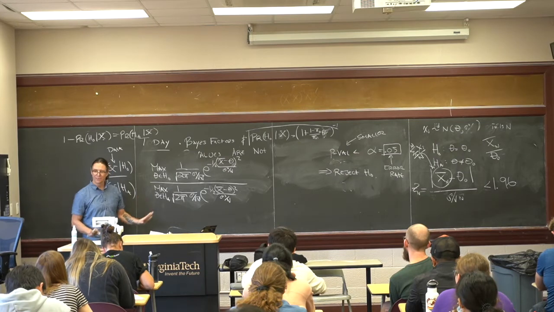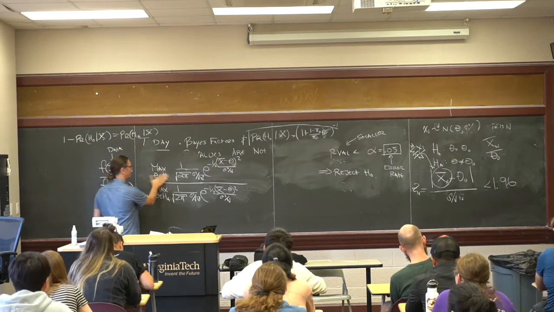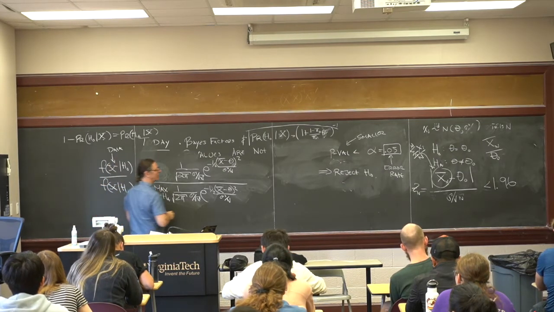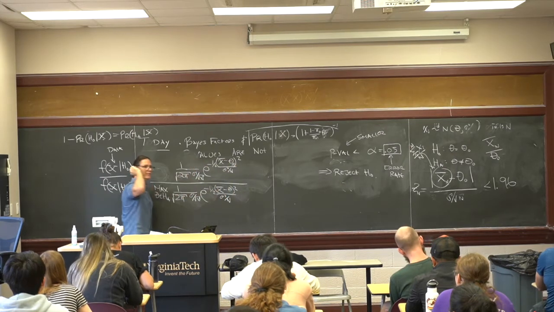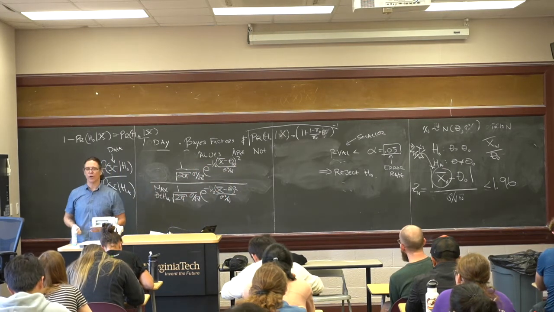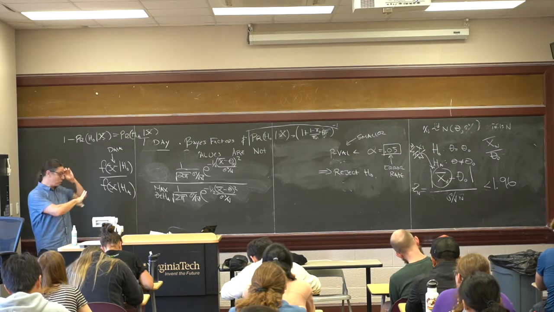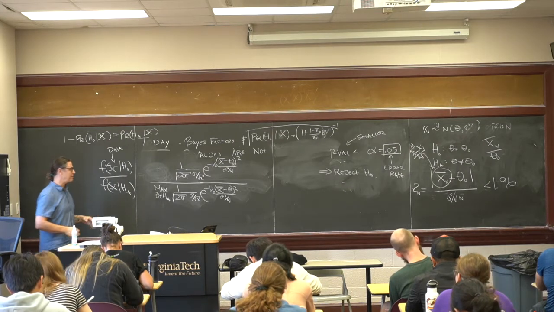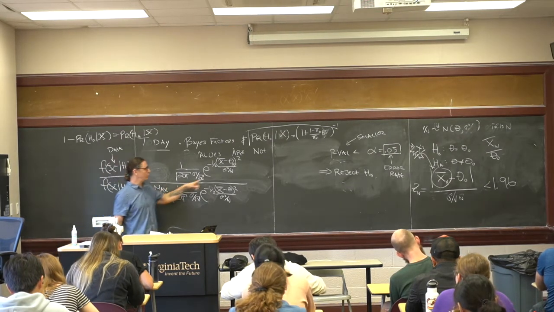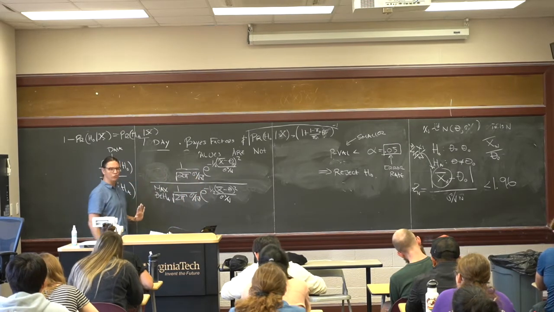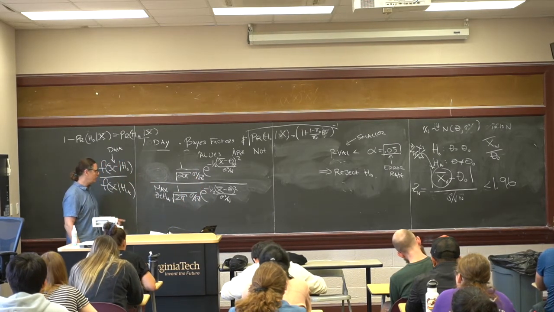Theta naught. There's only one value in all of the null space. It's theta naught. That's pretty easy. If I would have integrated it over everything, it would have been the same. That's the maximizing versus integrating. So the numerator is the same. The denominator changes compared to the base factor.